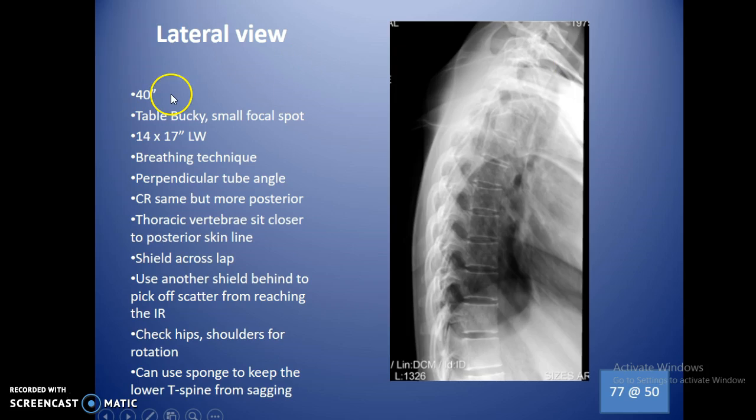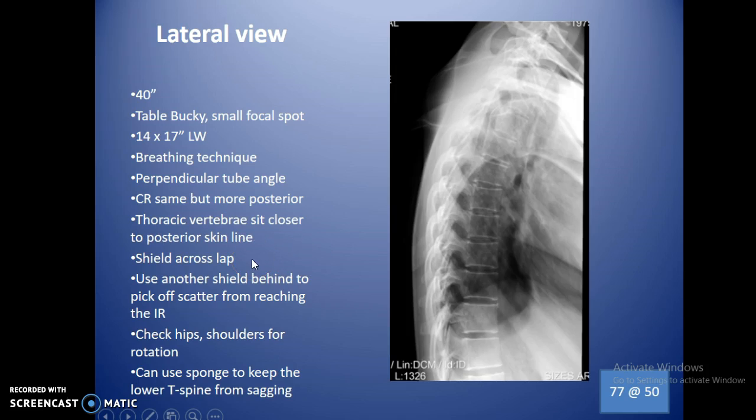Lateral view, also 40 inches, same thing going down here. We are going to use a breathing technique for this. Perpendicular tube angle, CR the same but more posterior. Because we want to get the entire chest on there, you can use your chest centering, so you can find the vertebra prominens, go down 7 inches, and find the midpoint of the back as well.